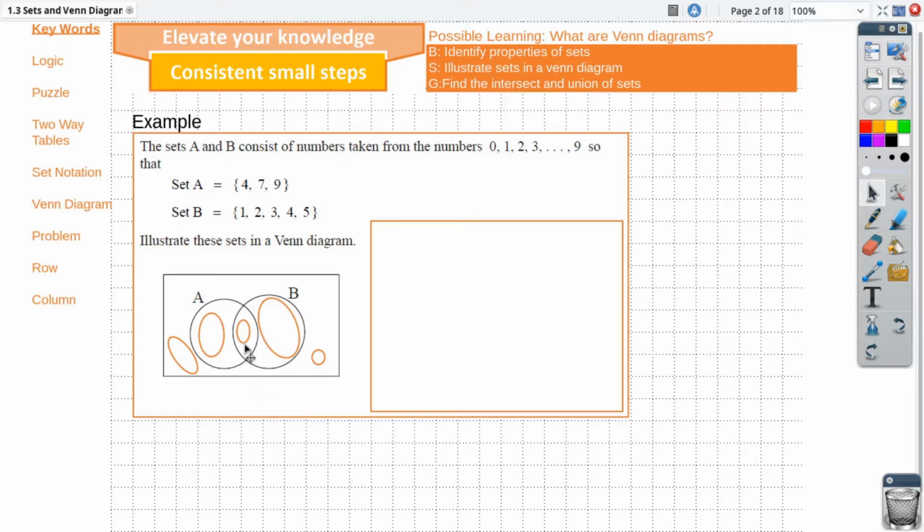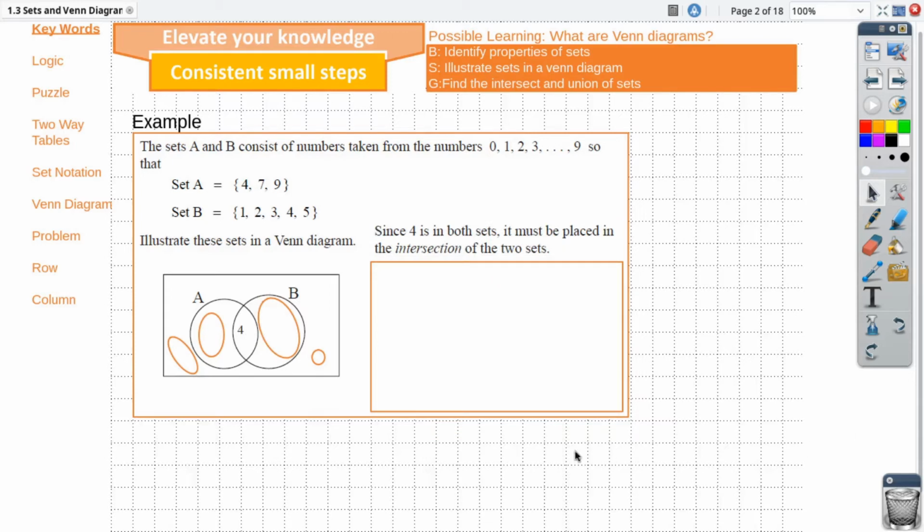This is called the intersection, and it's where a number appears in both set A and set B. So the first number we can look for is number 4. Is that also in set B? Yes, it is. So 4 will go into this intersection. We could check the others as well. We've got 7. That's not in set B, so that can't go in the middle. And 9. That's also not in set B. So the only number that can go into the intersection is 4.